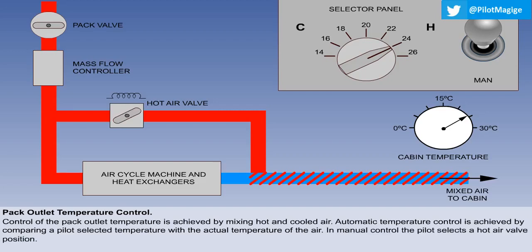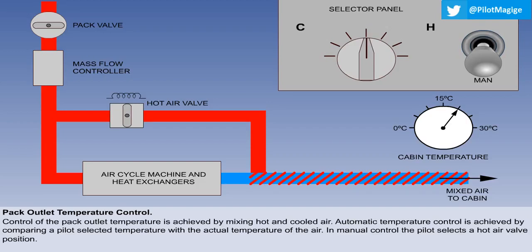If the manual auto switch is moved to the manual position, the hot air valve will now move in direct response to the temperature selector switch position and remain in the selected position. The pilot is now no longer selecting a temperature. Instead, he is selecting the amount of hot air to be added. The cabin temperature achieved will vary with the environmental conditions.